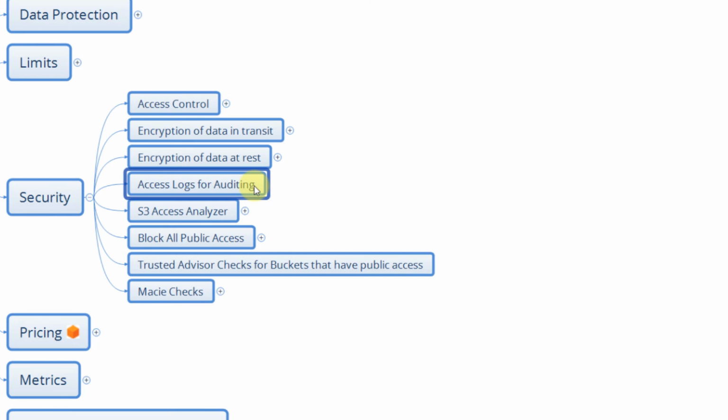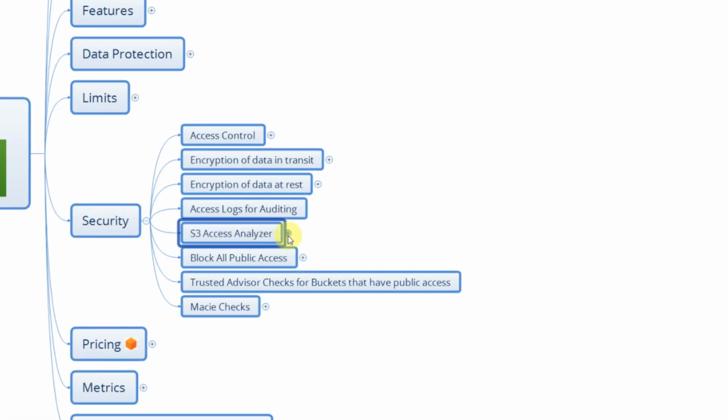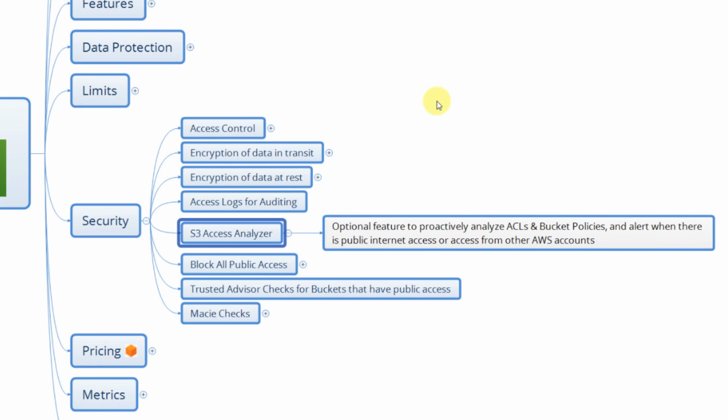Note that S3 supports access logs for auditing purposes. The S3 Access Analyzer feature, it's an optional feature to proactively analyze ACLs and bucket policies and raise alerts when there is either public access or access from other AWS accounts.